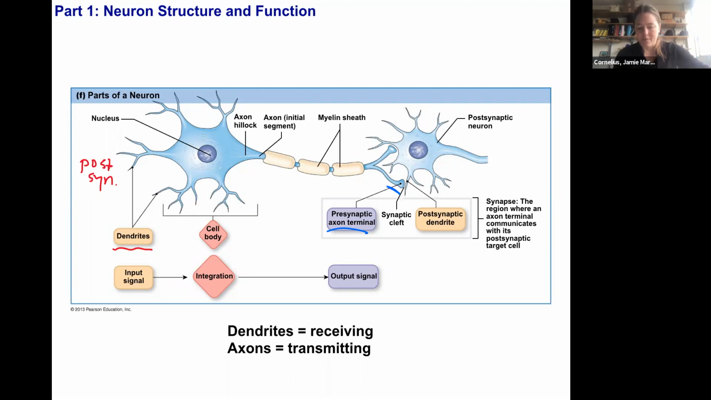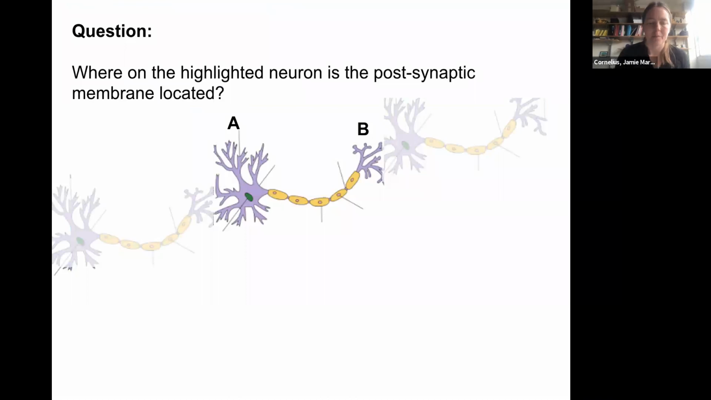So if we look at this cell, I'm going to pause for just a moment. You can pause the video if you want on these questions so that you have time to think about it and answer it before I tell you the answer, which is what I recommend. Where on the highlighted neuron is the postsynaptic membrane located?